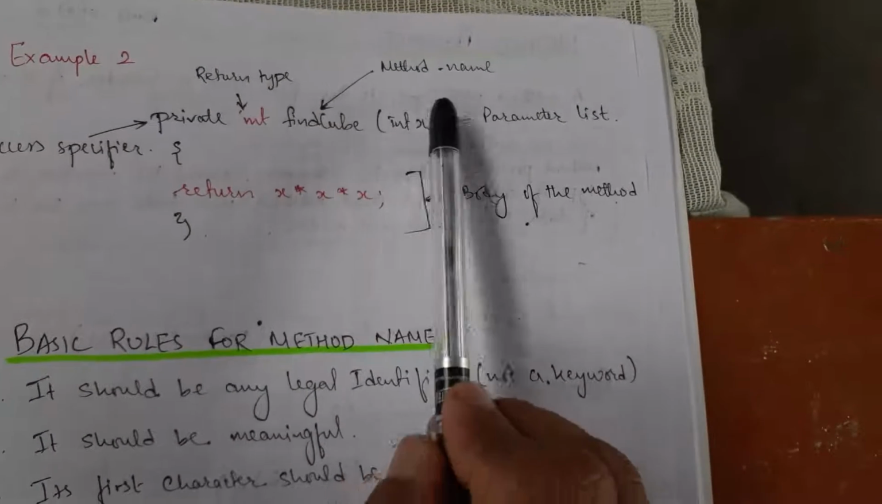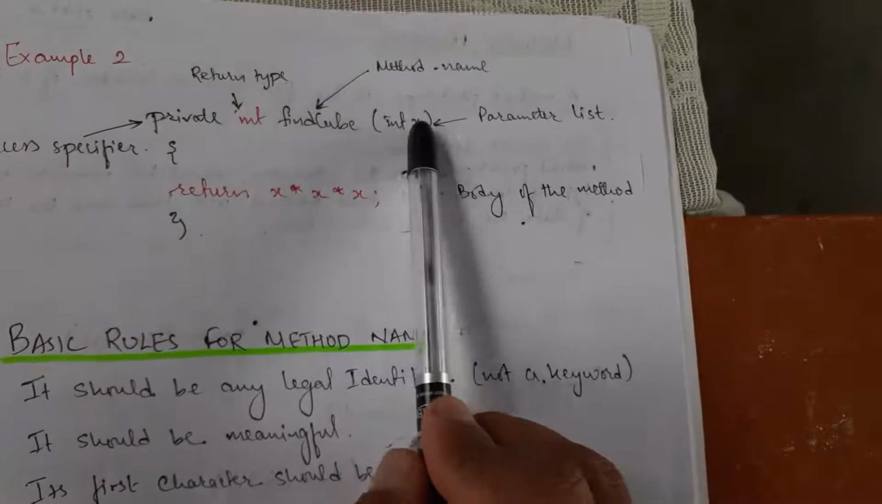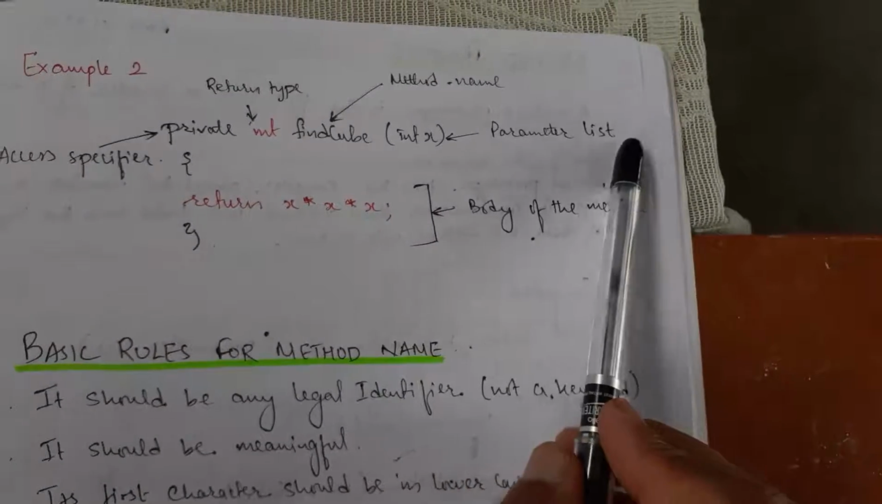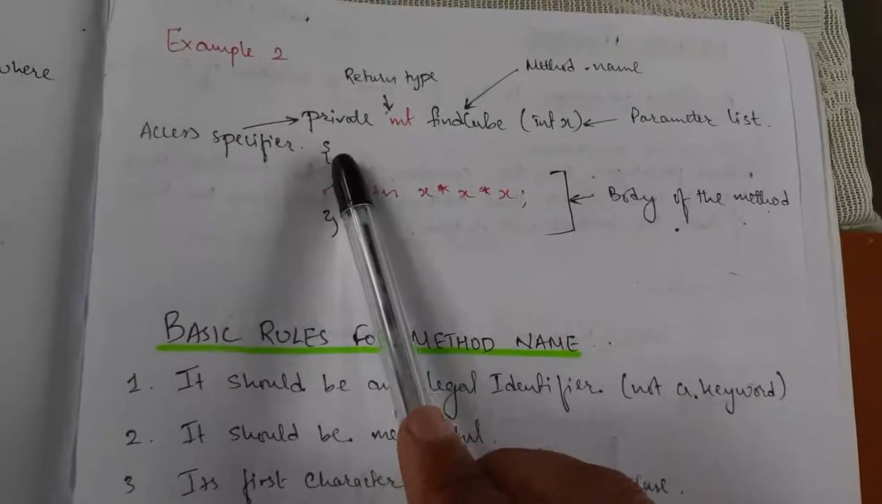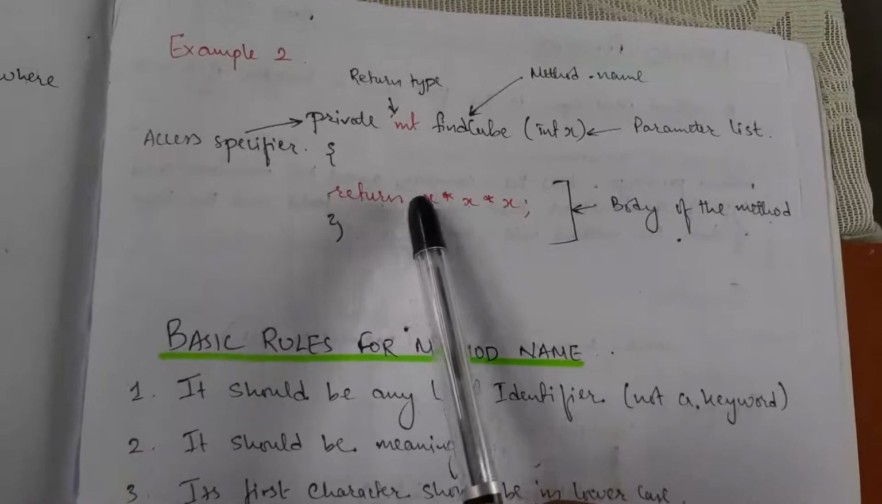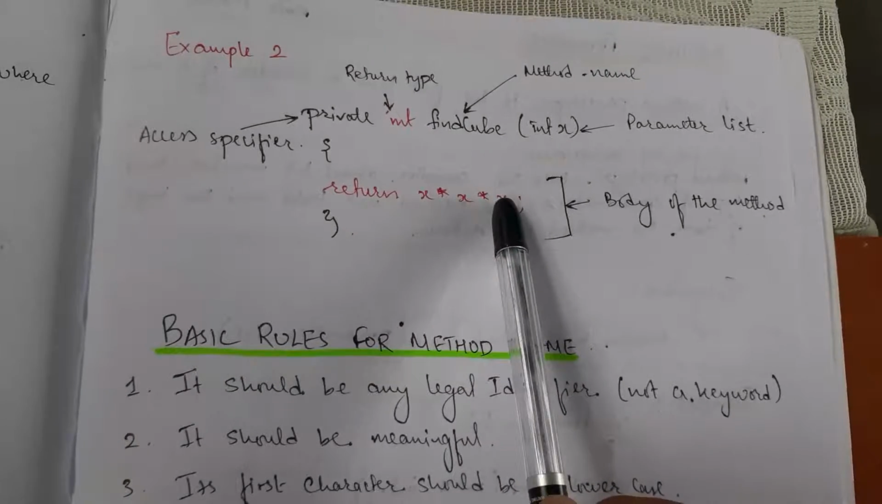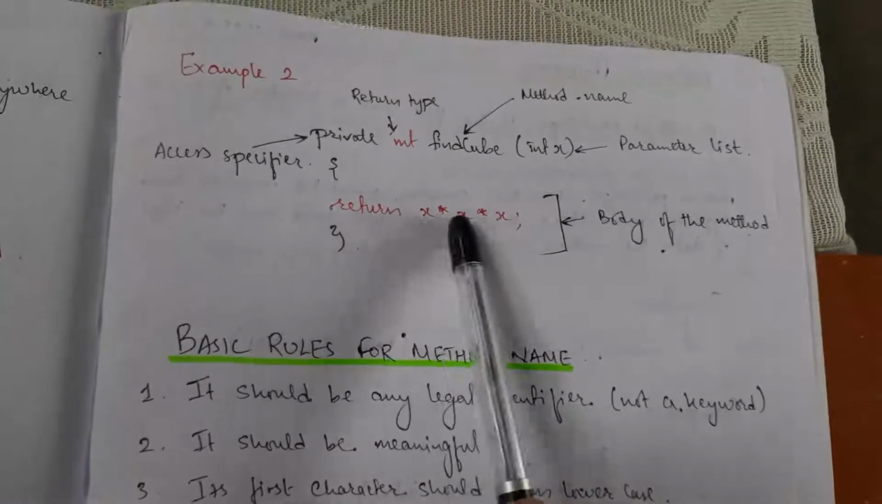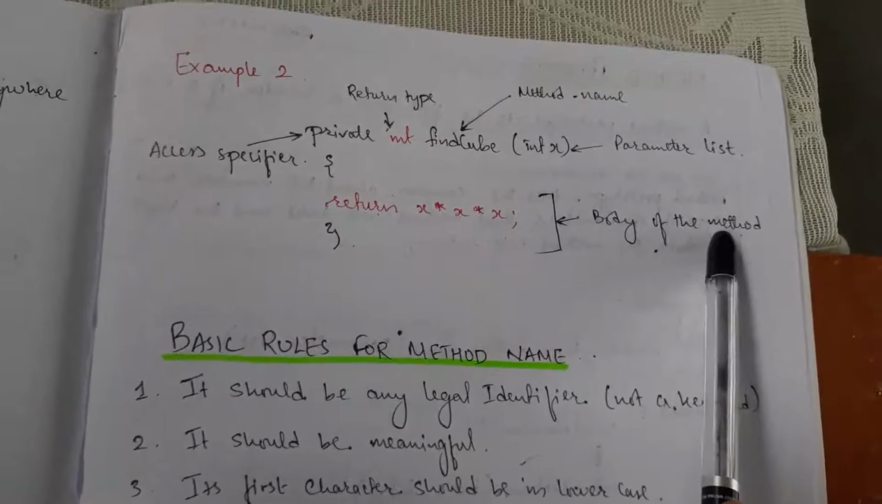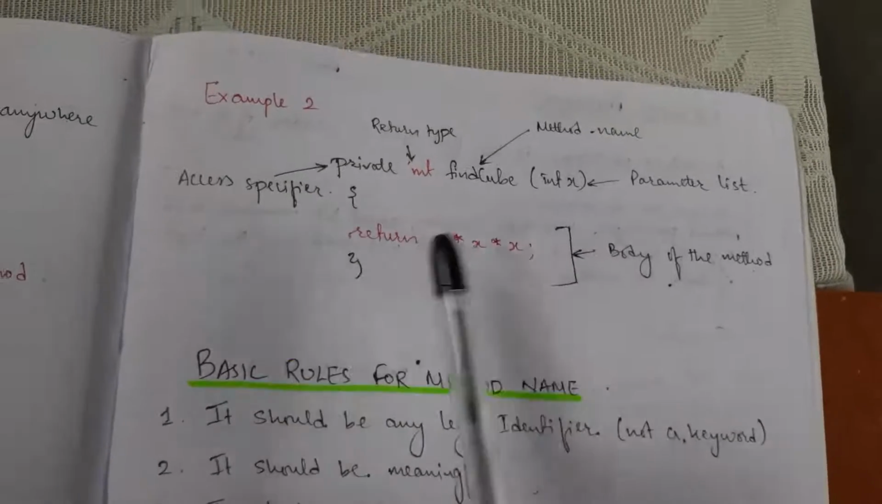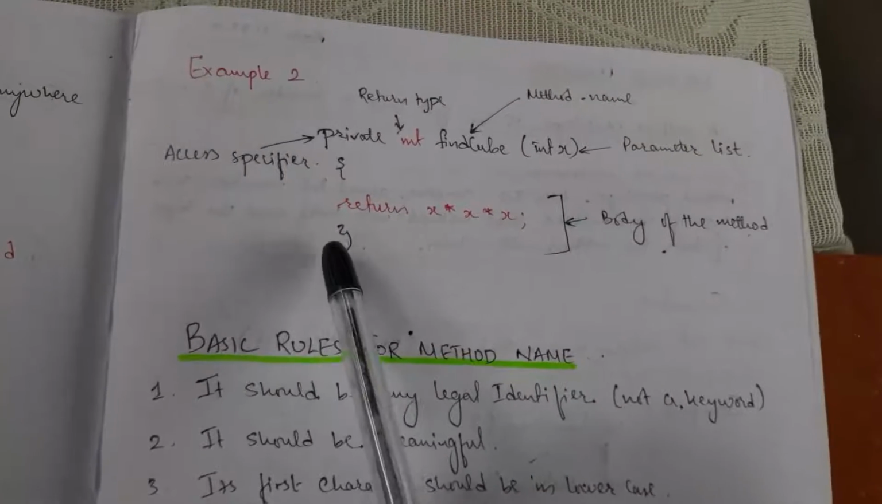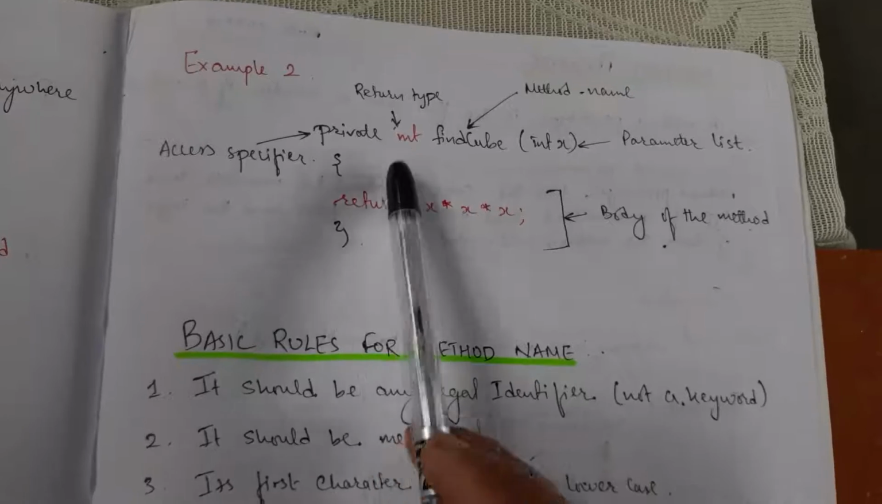So whatever is given here inside the bracket is considered as the parameter list, and here inside the curly braces return x into x into x is written, right? So this portion is called the body of the method. So this is how you have to write the method in the programming. Whenever you are writing the method, this is how you have to write.